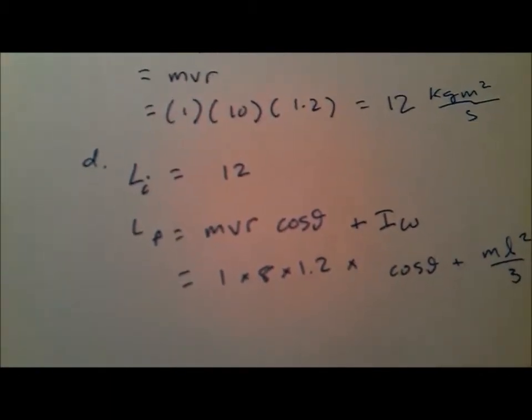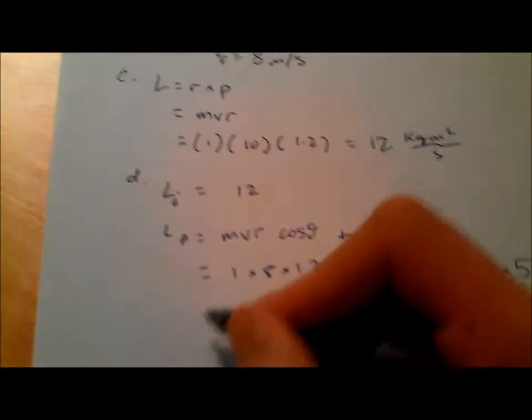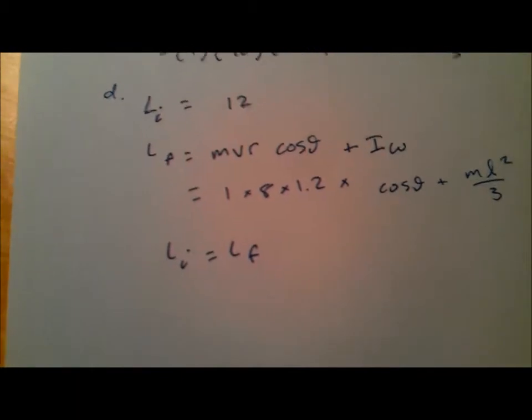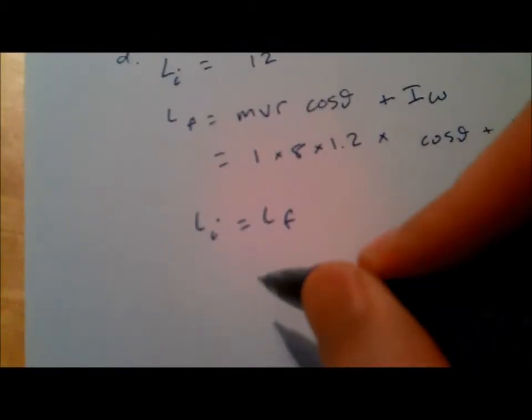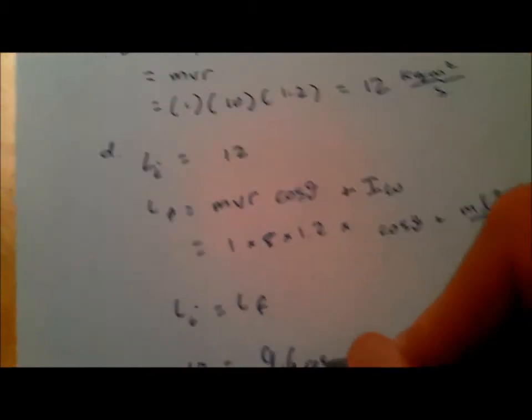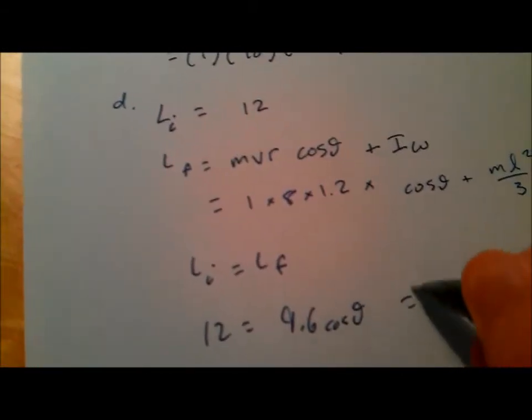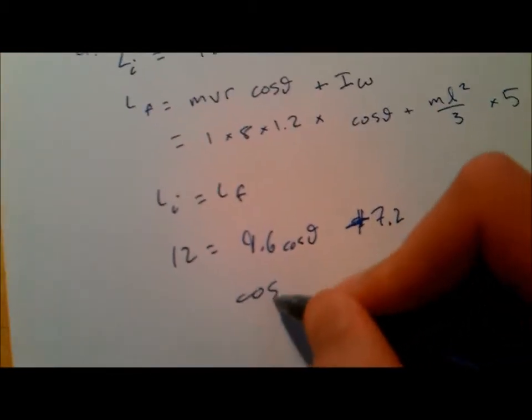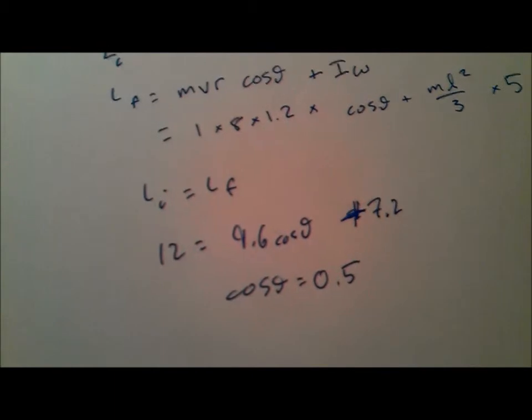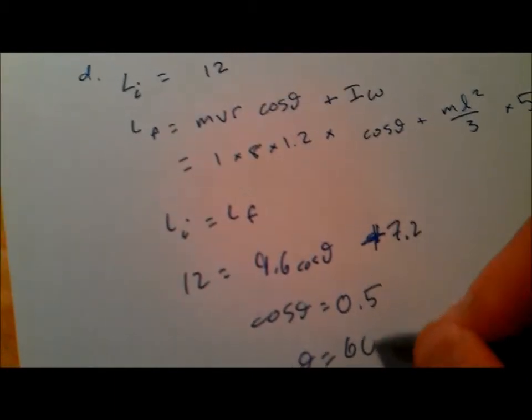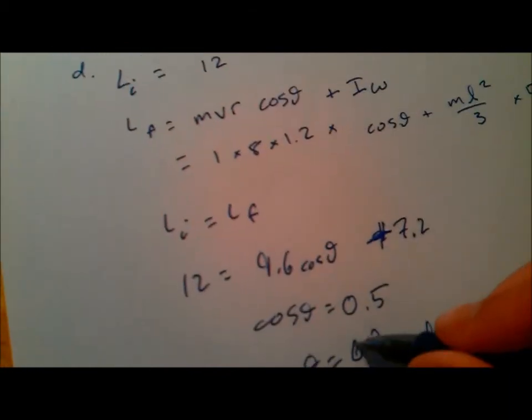Right, and then do conservation of momentum. You can't do conservation of kinetic energy because it's not conserved, because it's around a pivot, and the pivot introduces external energy. The pivot isn't part of the system. But momentum is always conserved. So you do 12 equals, you compute this, so it comes out to 9.6 cosine theta equals 7. Cosine theta equals 0.5 after you clean that up, and then obviously theta is going to be 60 degrees, and that is your answer.